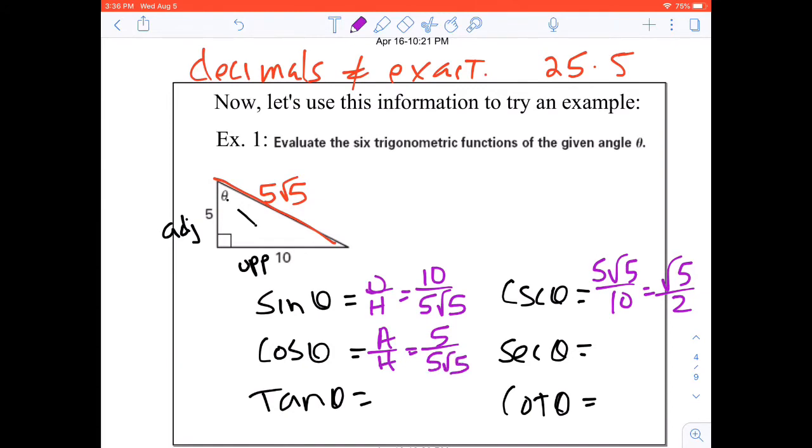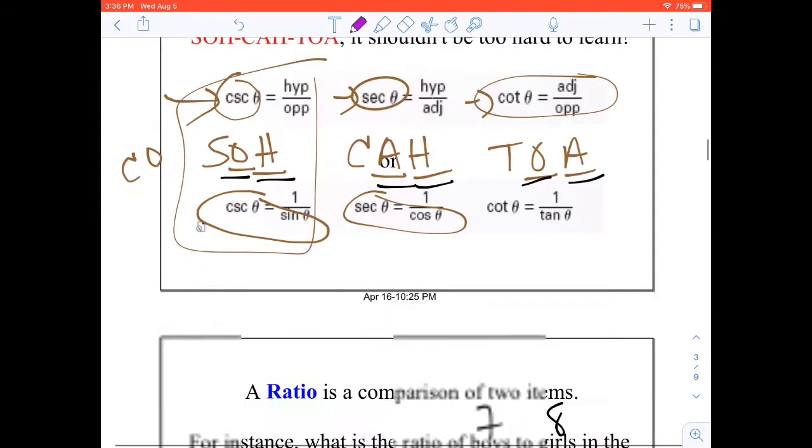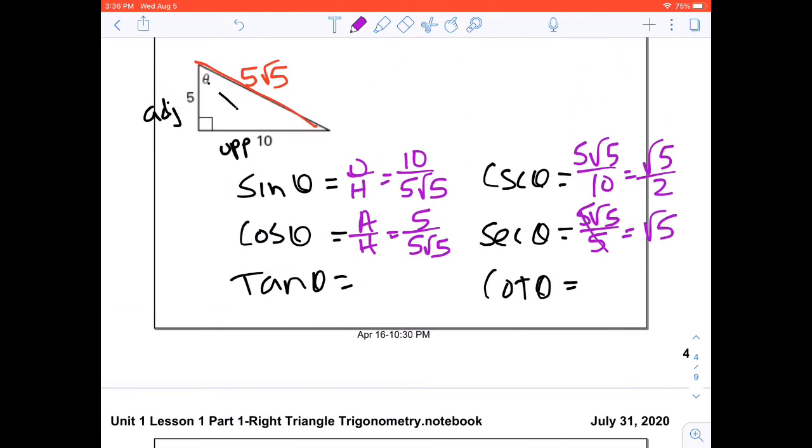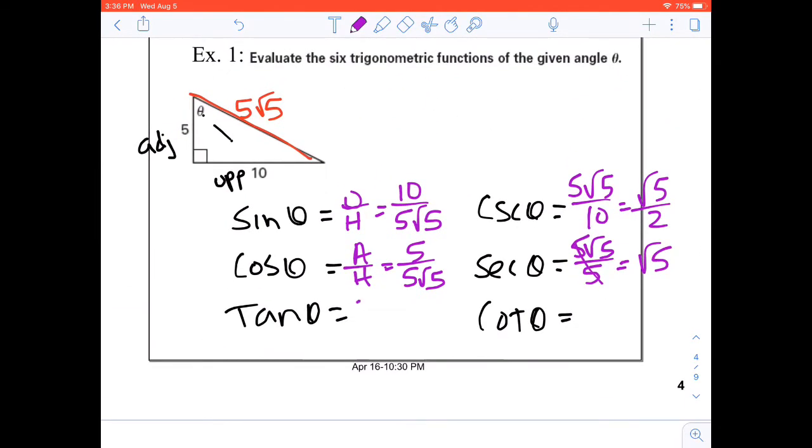Again, I will simplify that shortly, but if I go ahead and take its reciprocal now, I just get root 5. There we go. And my tangent is going to be TOA. So opposite, which is 10, over adjacent, which is 5, that gives me 2, and the reciprocal of 2 is a half. So again, instead of having to remember what cosecant and secant and cotangent are, my strategy is to figure out sine, cosine, and tangent, and then just take their reciprocals.